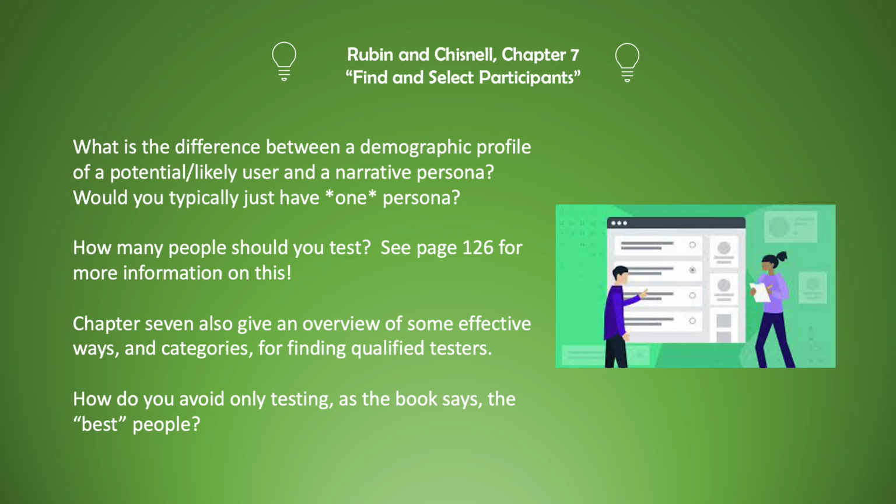How do you avoid only testing, as the book says, the best people? And what does that mean in the context of users of a product or a piece of software or a technology? They're not talking about any other kinds of qualities. Best is solely related to their aptitudes with that technology or that tool or that utility. So what does it mean if you only test the quote-unquote best people in this respect?